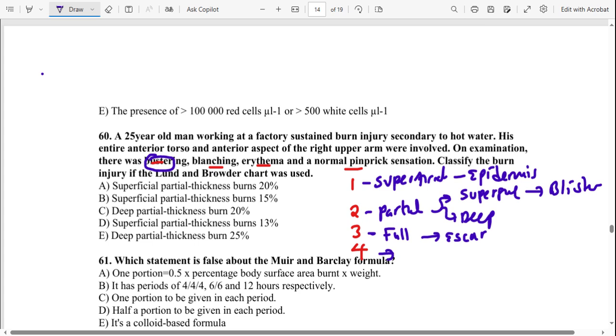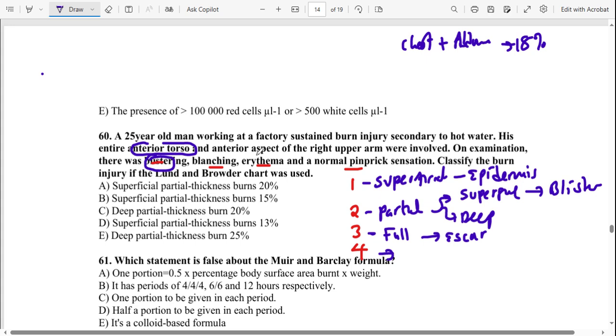So in this case, we are going to use the rule of nines to approximate, because we don't have the Lund and Browder chart. Here we have been told that the anterior trunk has been involved. That includes the chest plus the abdomen. The anterior aspect of the trunk carries 18% of the total when it is burnt.